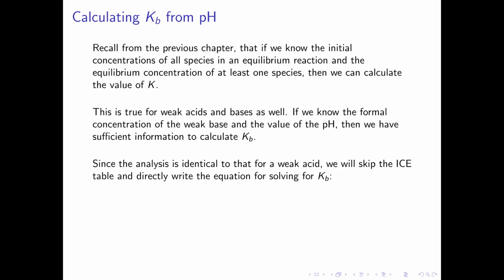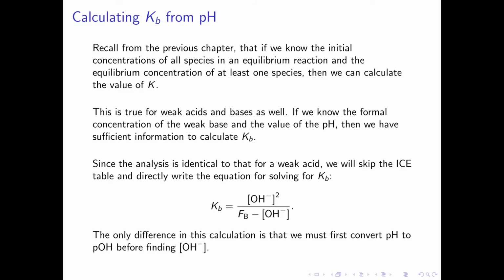This analysis is identical to that for a weak acid, so we will skip the ICE table and directly write the equation for solving for Kb. In this case, Kb is equal to the equilibrium concentration of hydroxide ion squared divided by the formal concentration of the base minus the hydroxide ion concentration. The only real difference in this calculation is that we must first convert pH to pOH in order to calculate the hydroxide ion concentration.